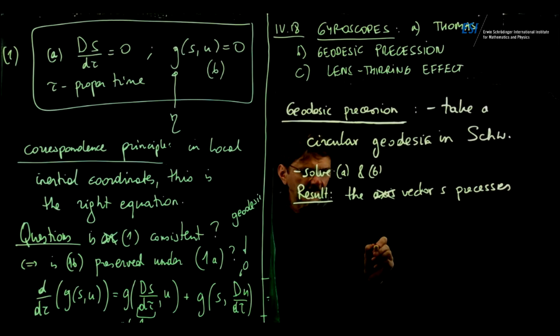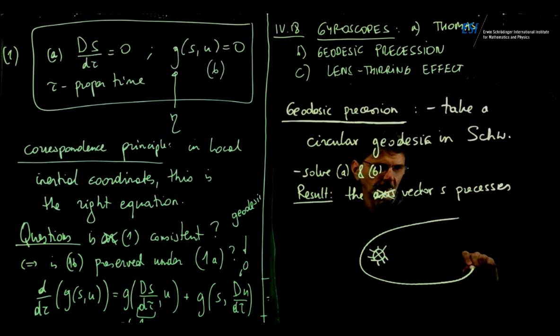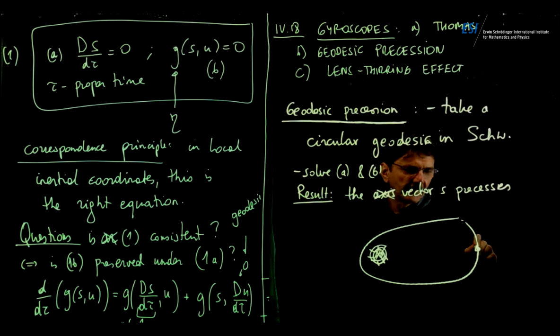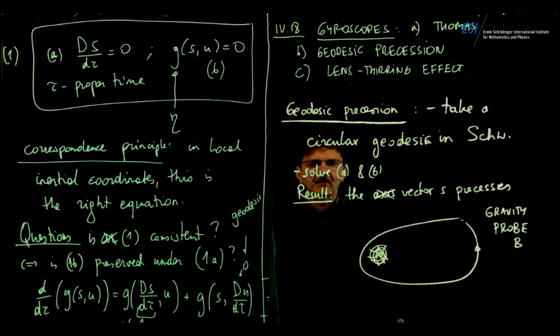So, in other words, here is your sun. Actually, you can think of this as the Earth. So this is actually the Earth, and this is a satellite. Actually, the one I have in mind is called Gravity Probe B. A, sorry, B. A had to do with something else. Does anyone remember what Gravity Probe A was?